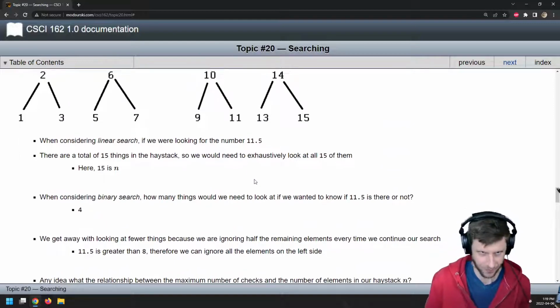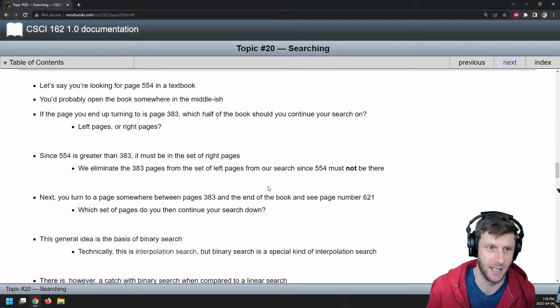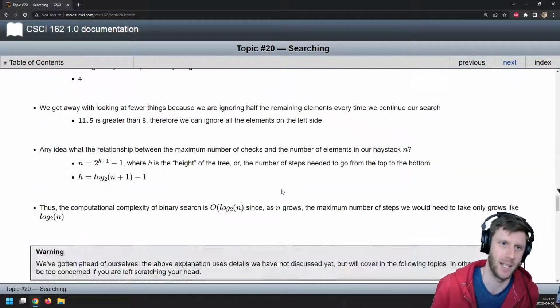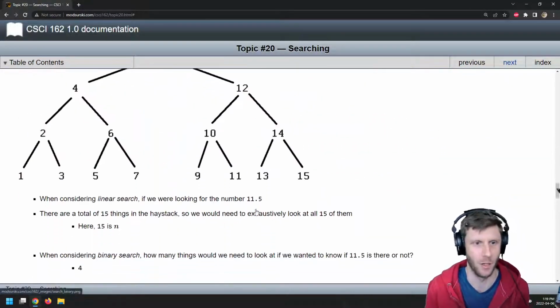So, computational complexity. Where do I hit that? Iterative, for now. Okay, I guess I don't have a subsection for it.